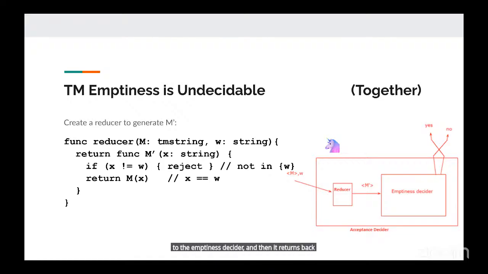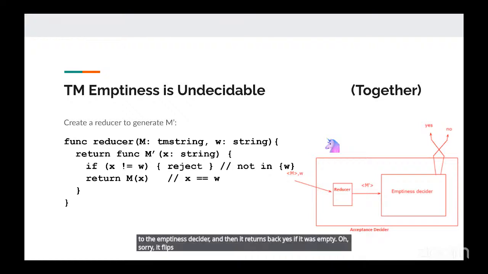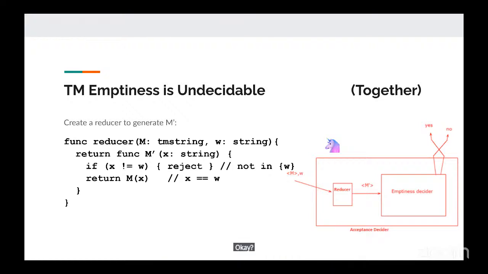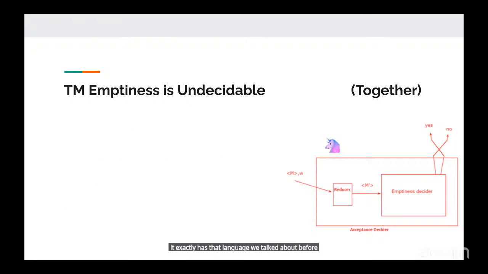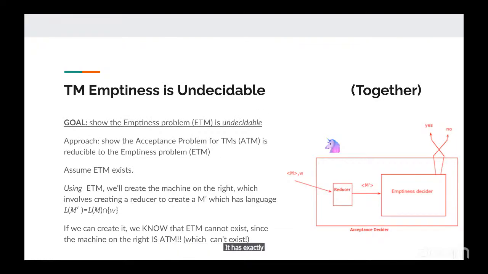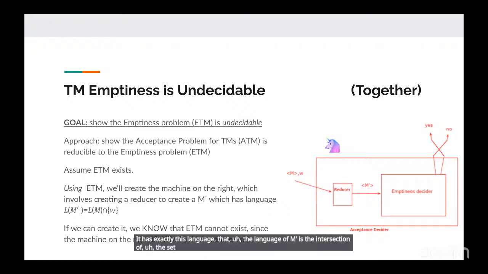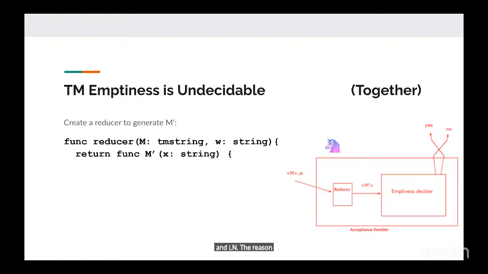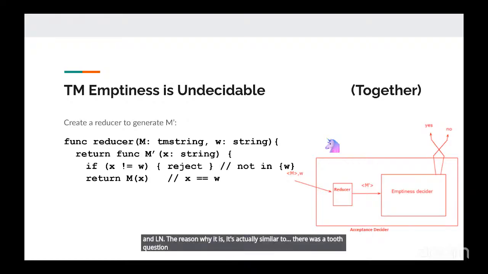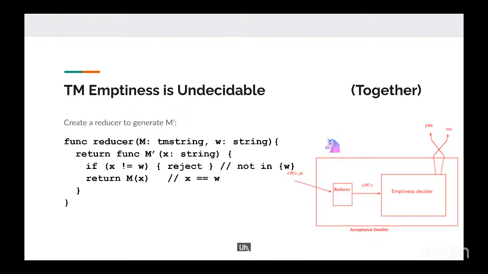Okay, so it makes this, it ships it off to the emptiness decider, and then it returns back yes if it was empty. Oh, sorry, it flips the output of the emptiness decider. This function has exactly the language we talked about before, that the language of M prime is the intersection of the set W and the language of M. The way that we test that is we basically just say, look, if the string you gave me is not W, obviously it's not in the intersection of W and whatever you give me, okay?